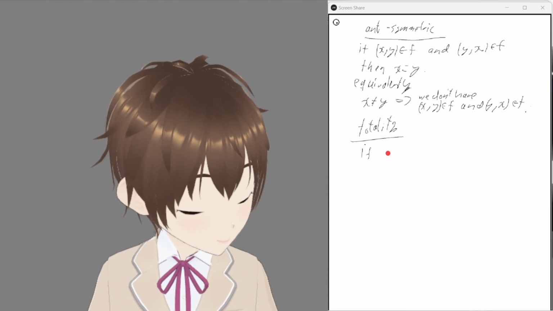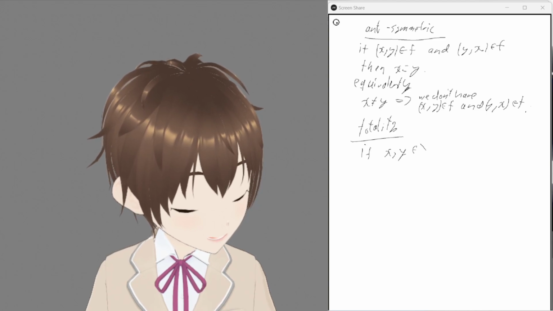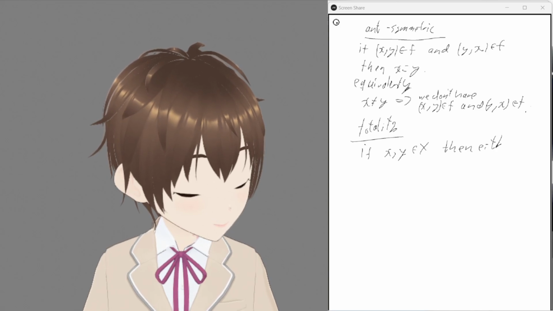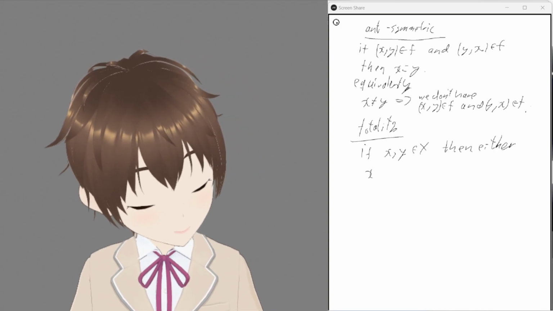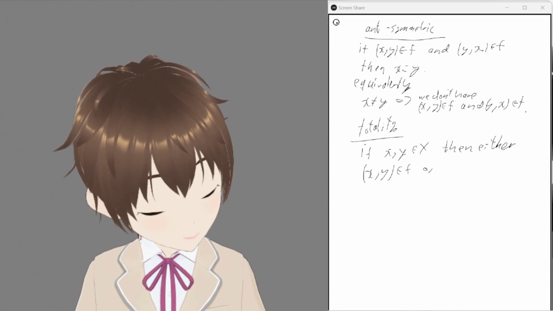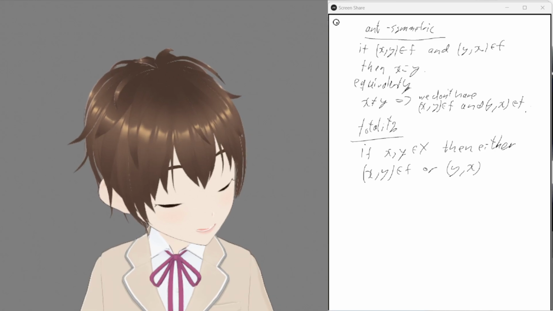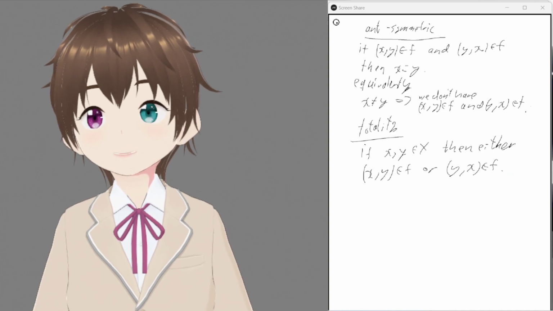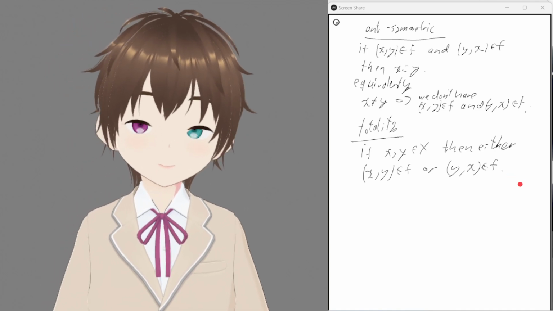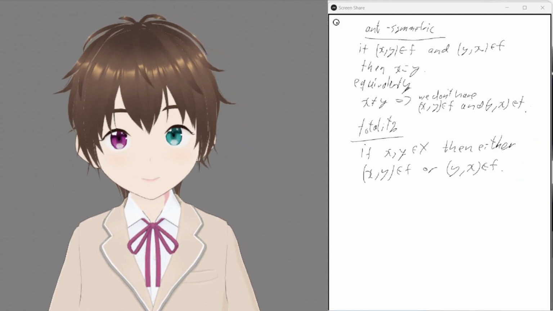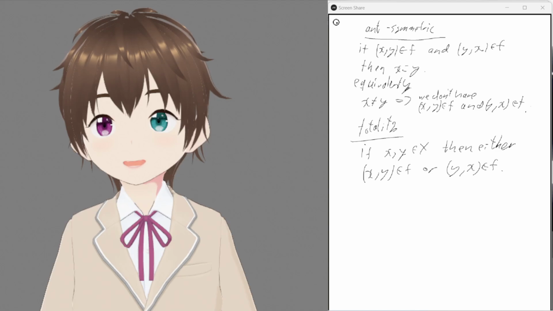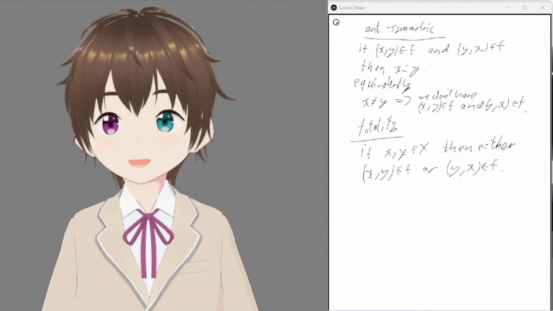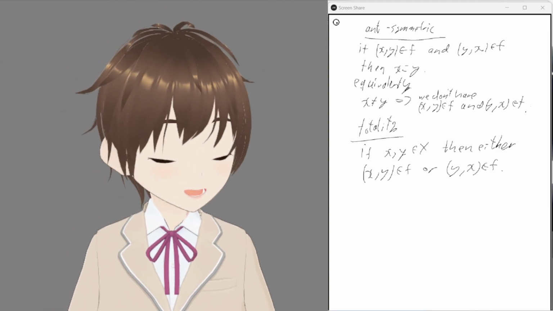If x and y are in X, the set I'm working on, then either, we could have both, but either (x, y) is in F or (y, x) is in F. So we have to be related at least one way around. So if I have two numbers, for example, I know one of them is bigger than the other one, or they're the same. But if I have two sets, I don't know if one of them is a subset of the other, or vice versa. It could be that neither of them, each of them has an element that the other one doesn't. That's possible. So this would not be like a total order thing.